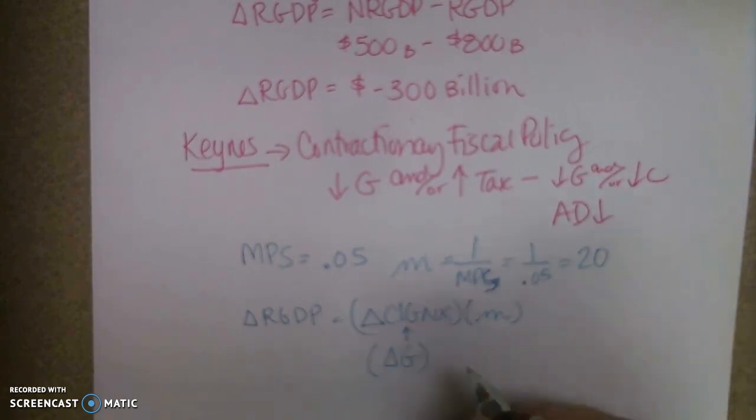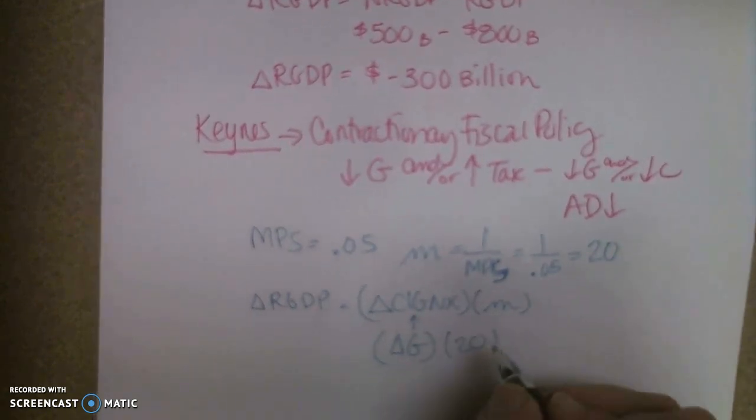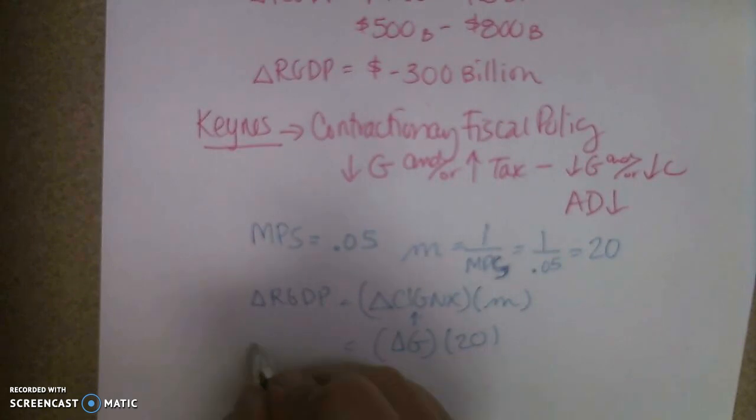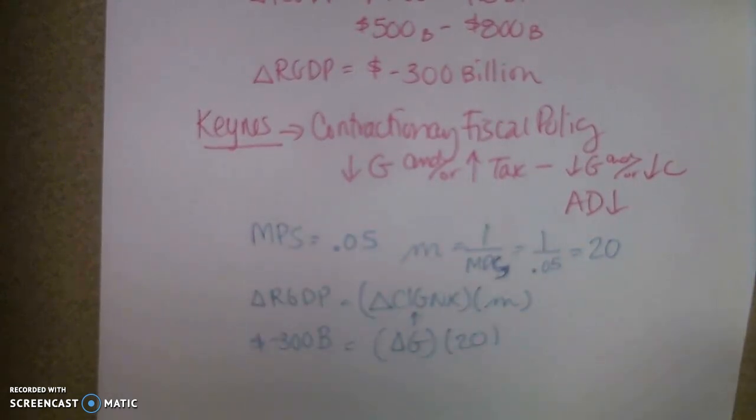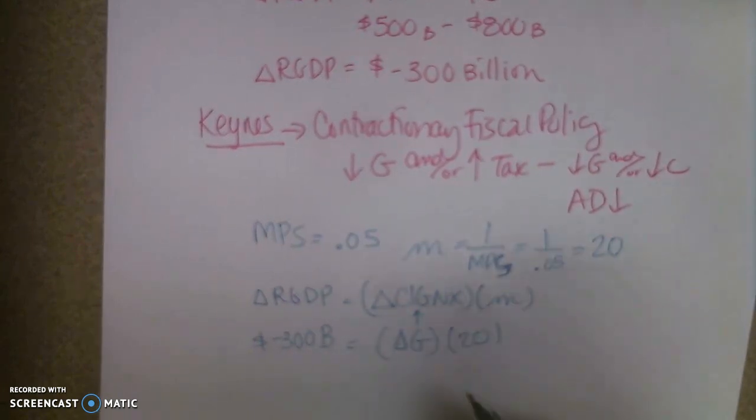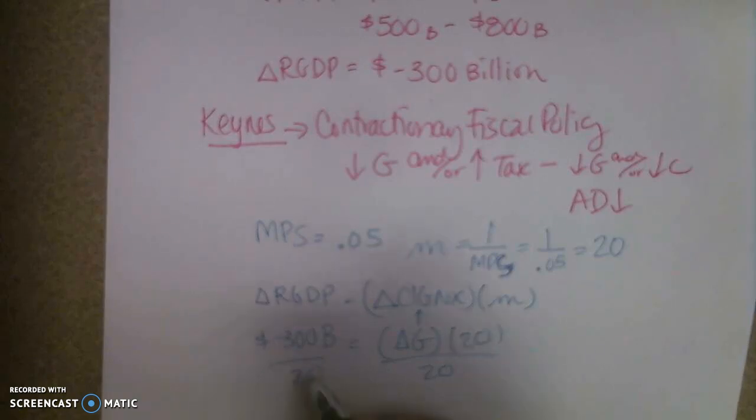We're not going to change any of the rest of it. Our multiplier is 20, right? And my change in real GDP is negative 300 billion. So again, how do I get the change of government spending by itself? I divide by whatever's on this side, divide by 20, and divide by 20.